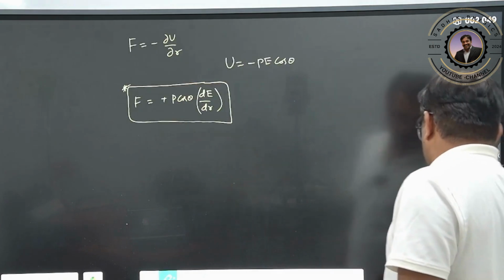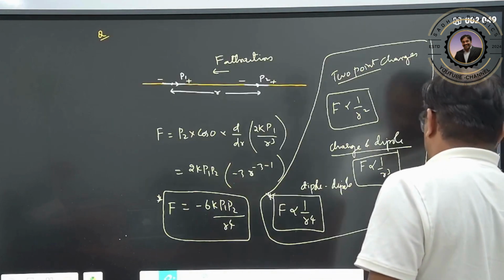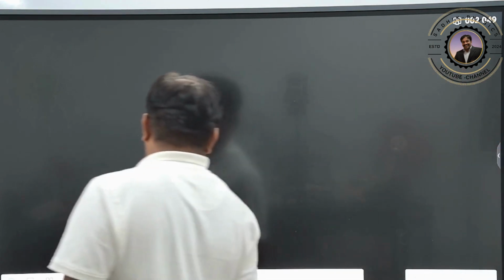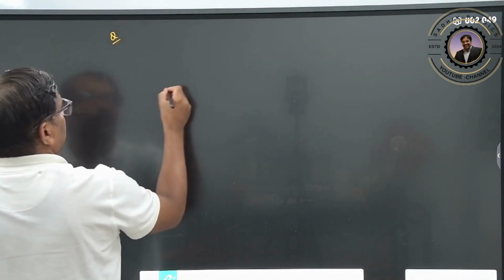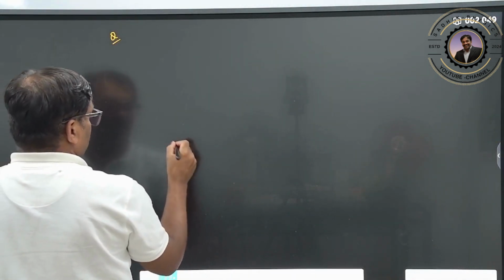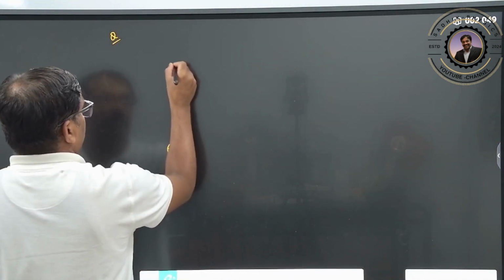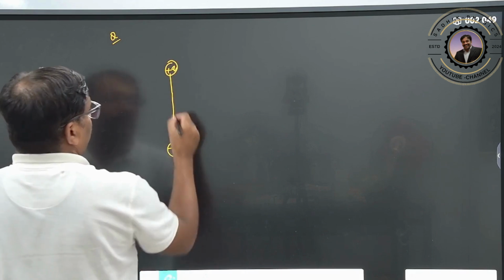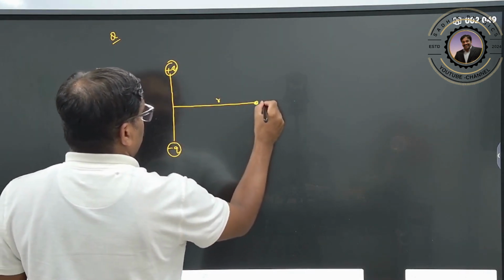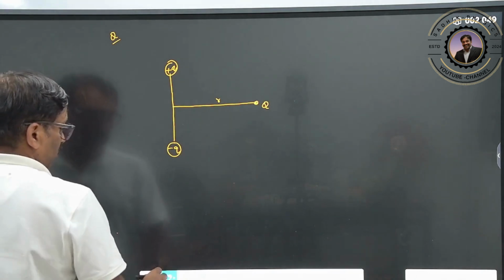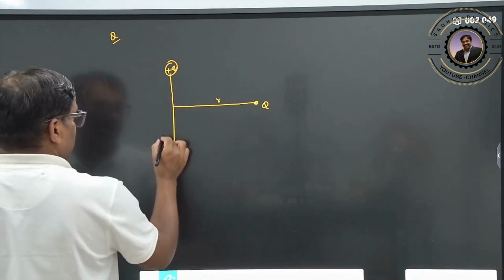I said I will do this question. So let us see this one now. There is one dipole, with minus q and plus q. We want to calculate with some charge at a certain distance. So q is the charge here. What is the dipole moment here? The dipole moment is like this.